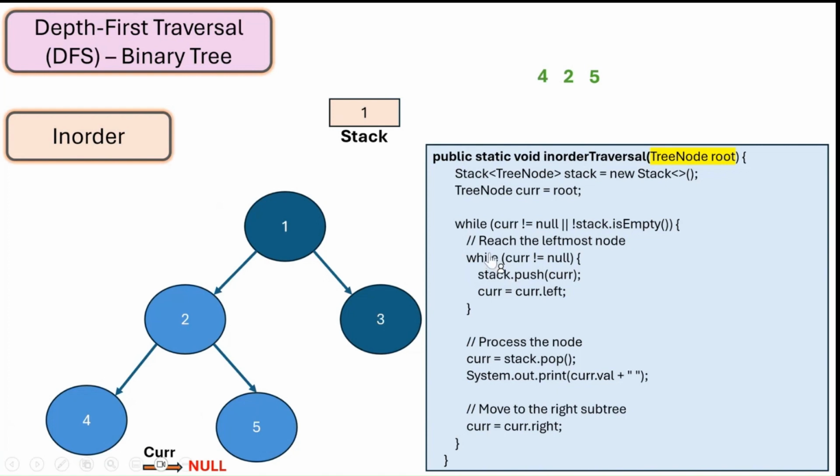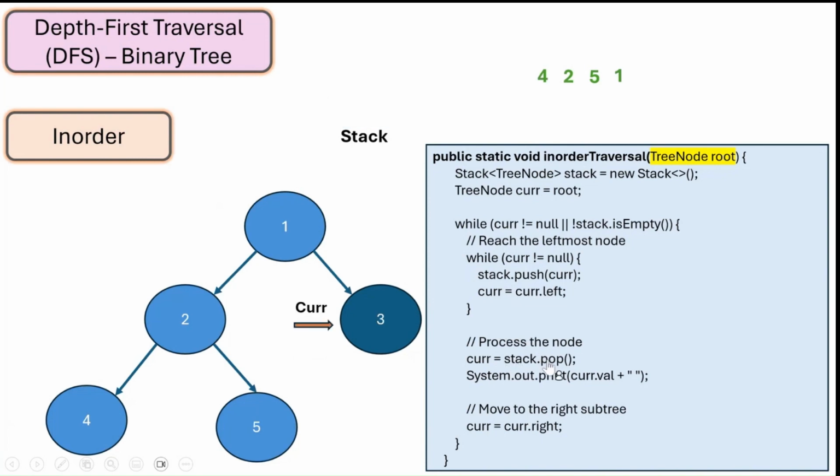Now current is null, so we cannot go into this left subtree logic. We'll pop the node from the stack, which is basically 1. We will print it, and then we will check is there any right subtree for that node. Yes, node 3 is there, which we will push into the stack. Now we will traverse the left subtree for 3, which is null.